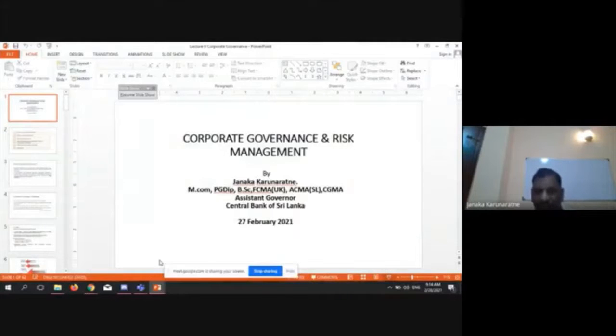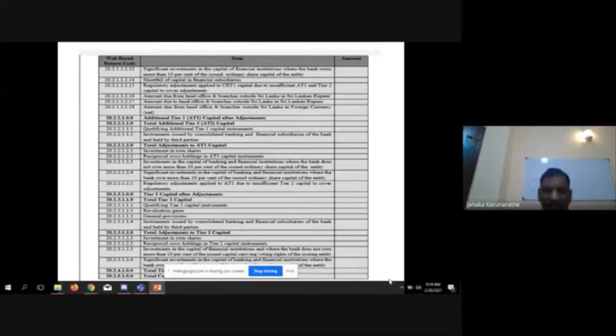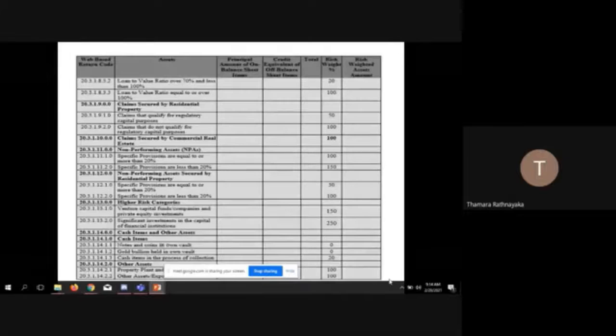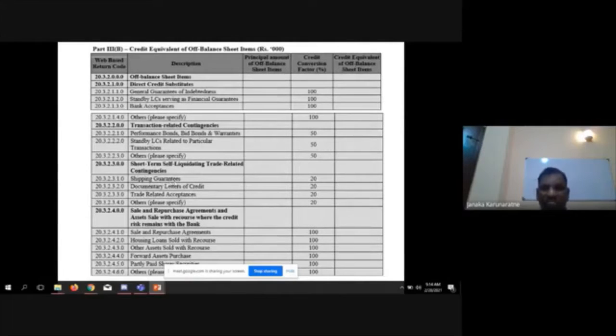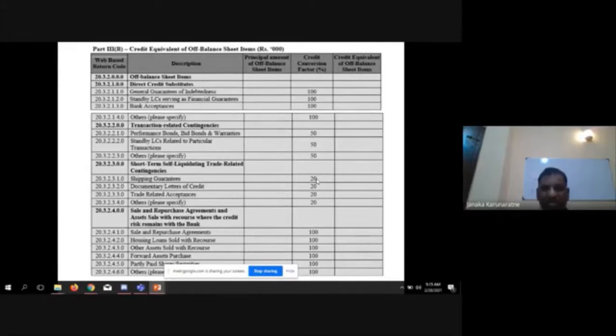Now, take the example of a shipping guarantee. Now, shipping guarantee, I think we explained. Can you see this slide? Okay. Now, you see here shipping guarantees, the conversion factor is 20%. Assume your bank has granted a shipping guarantee worth 300 million to a corporate which has a credit rating of A minus. So the shipping guarantee exposure is 300 million, given to a corporate rated A minus.